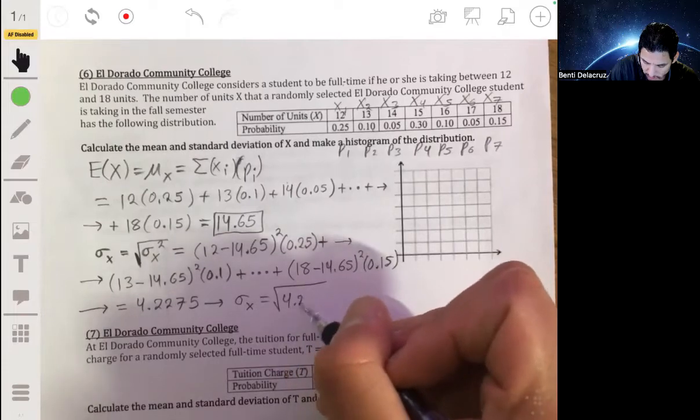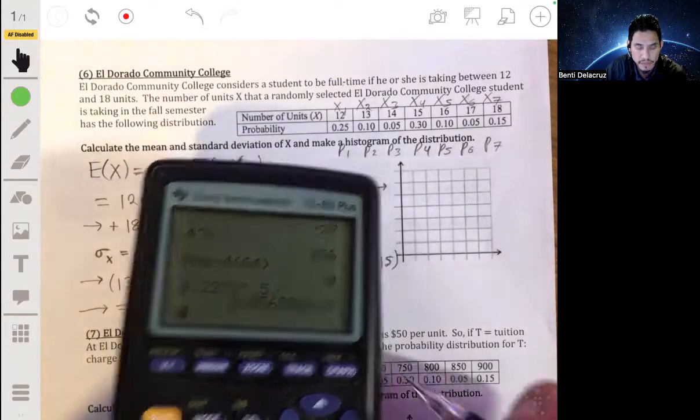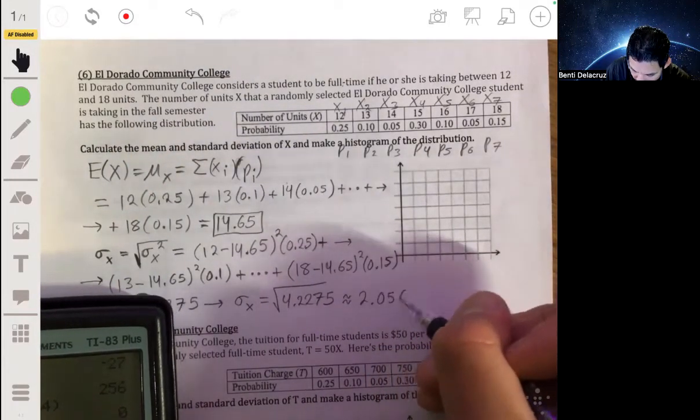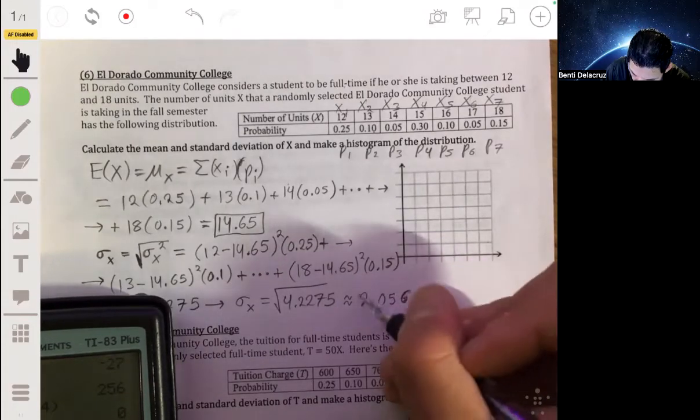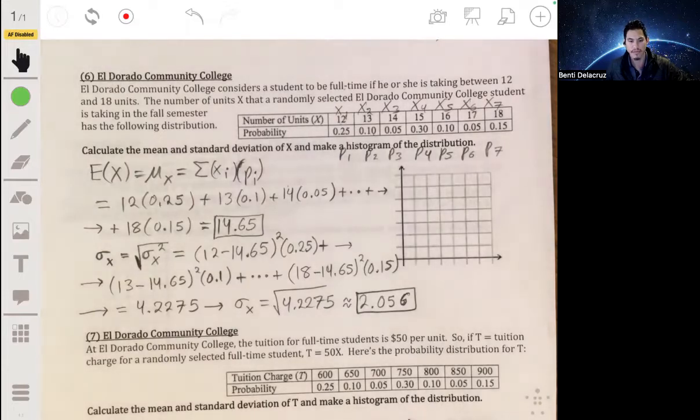The square root of 4.2275 is about 2.056. I don't know what I was saying earlier. So there's your standard deviation.